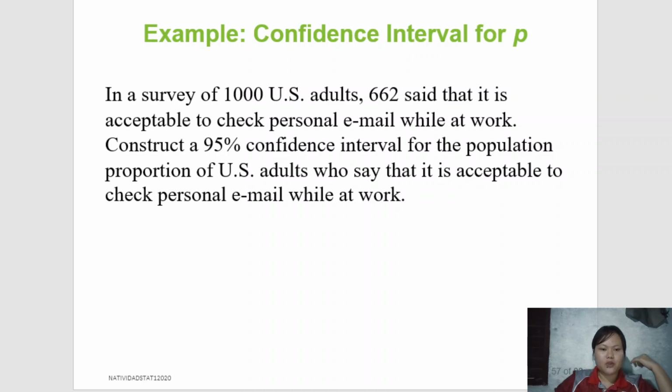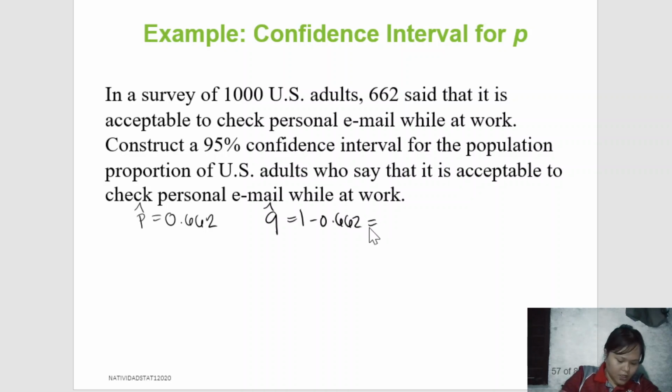Supposing we have this example. In a survey of 1,000 adults, 662 said... it's the same one as earlier. So earlier we already identified that. Our P hat is 0.662, and your Q hat is 1 minus 0.662, which is equal to 0.338. So we have identified our P hat and Q hat. Next, it says construct a 95% confidence interval.